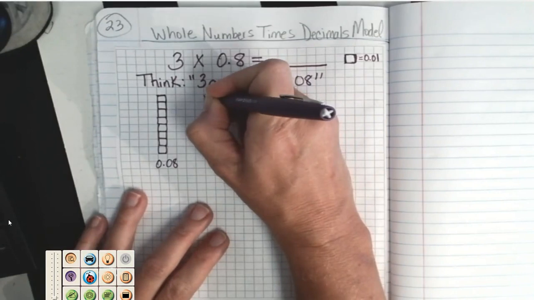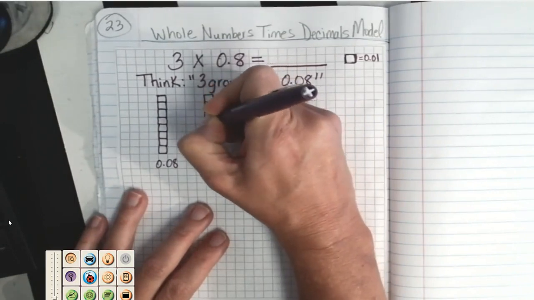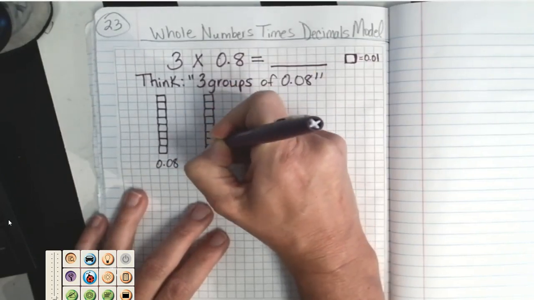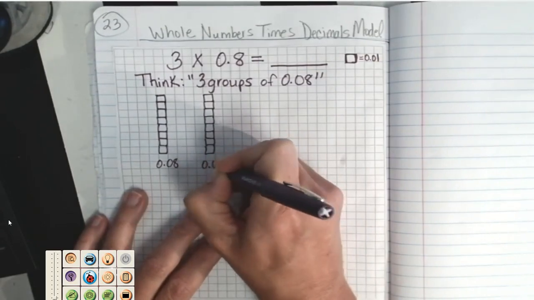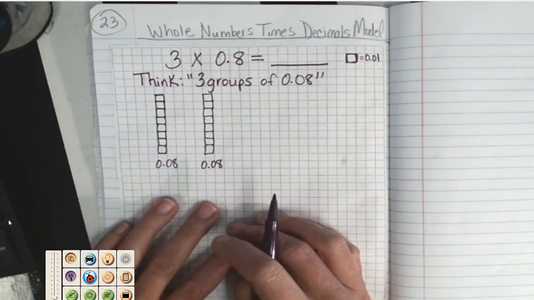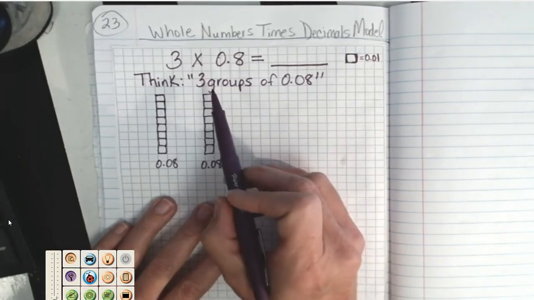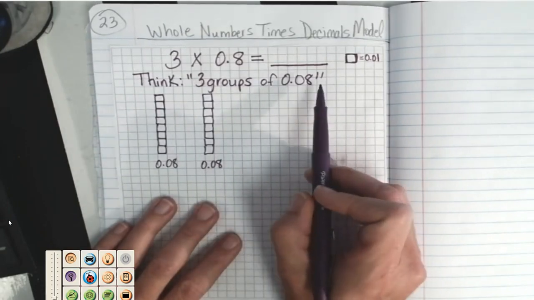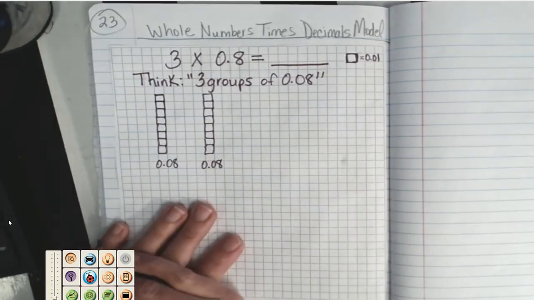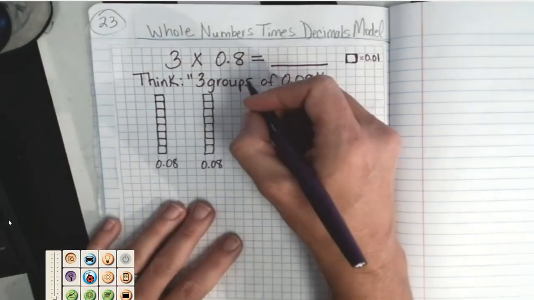So right here, I'm going to draw another group of 800ths. 7, 8. And this represents my second group of 800ths. And the problem is 3 times 800ths. So if I want to represent 3 groups of 800ths, because when you multiply, you're representing groups of a number, that means I'm going to need to draw another group so I can have 3 groups of 800ths.